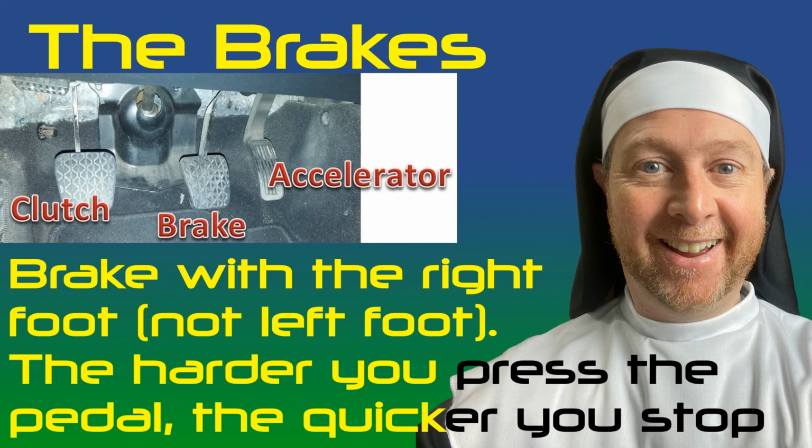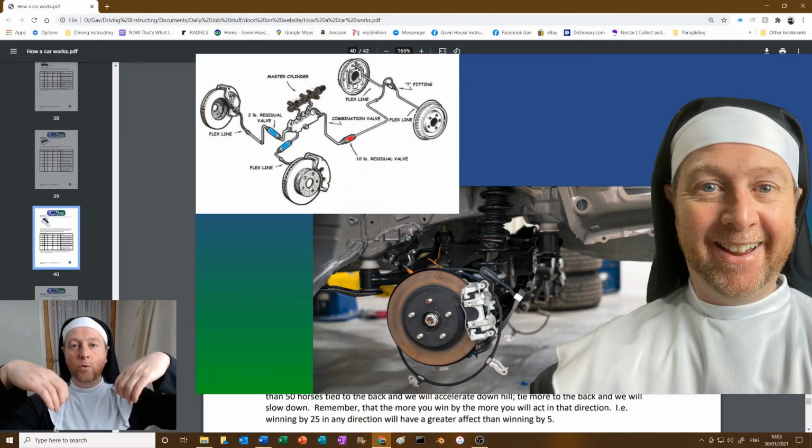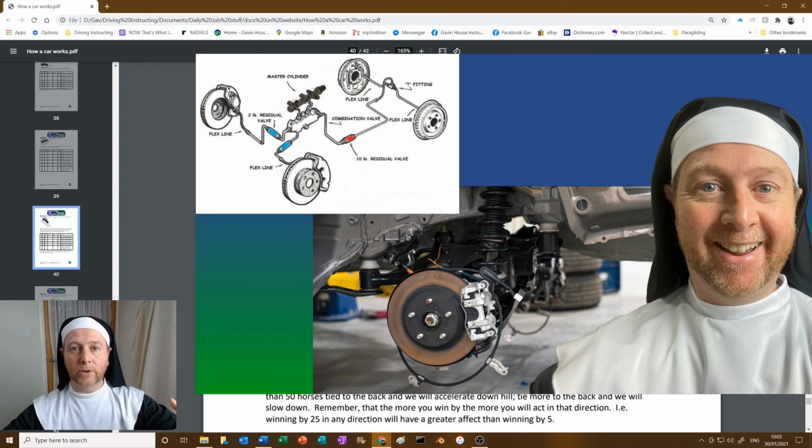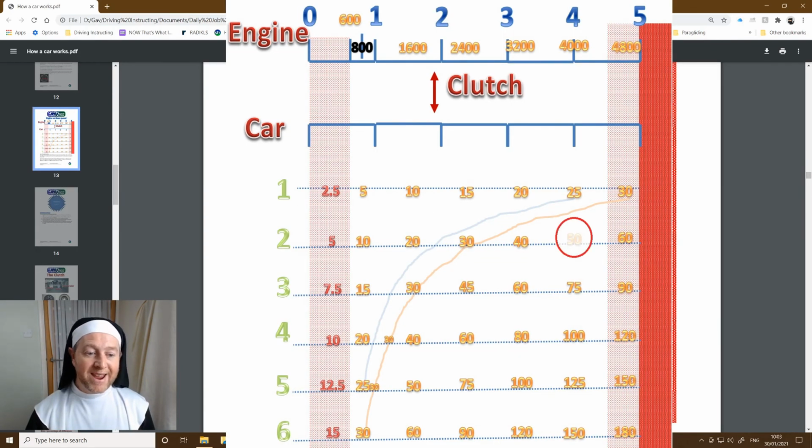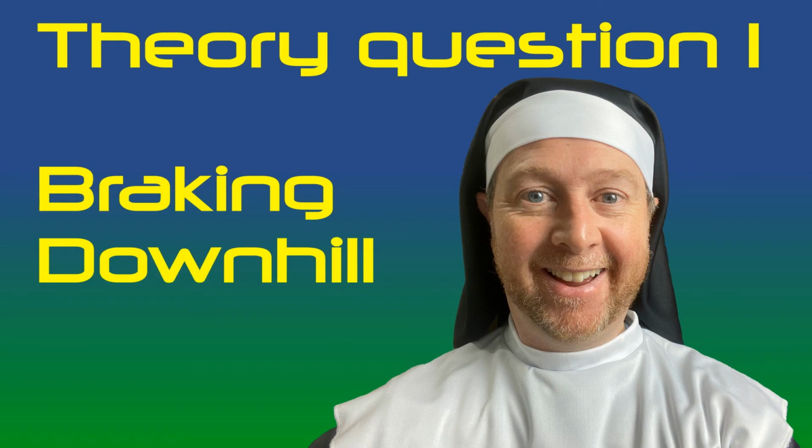Brakes. Brakes slow the wheels. The brakes are on the wheels, they're not on the engine. If I brake the car itself, then the speed of the car will slow and slow and slow until I come to a stop.